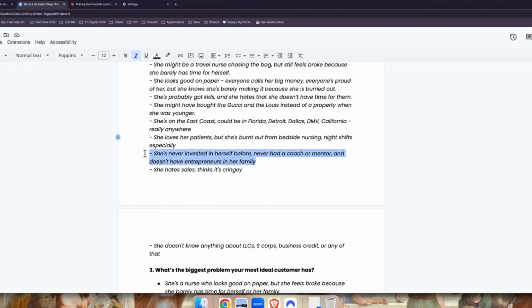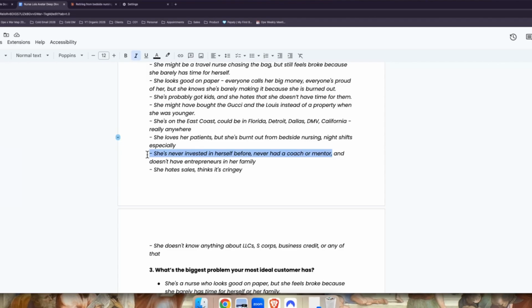Like this idea, for example, she's never invested in herself before, never had a coach or mentor. I don't want to necessarily use something like this in my ad because this is going to appeal to the wrong type of person. It's going to call out to a wrong demographic of people who have not invested in themselves before. And ideally, you want to have people who have spent money on trying to solve the problem. They are the ones who are likely to spend more money on solving the problem. You don't want people who have never spent any amount of money on the problem before.